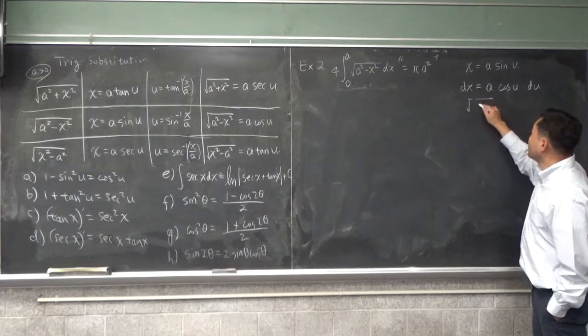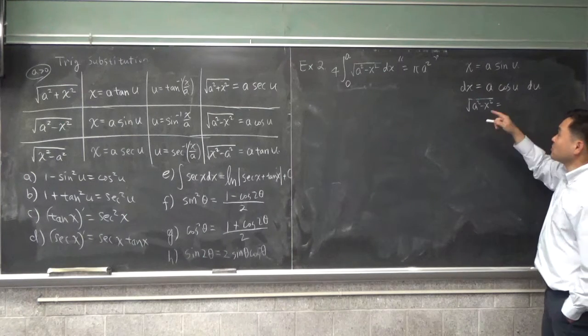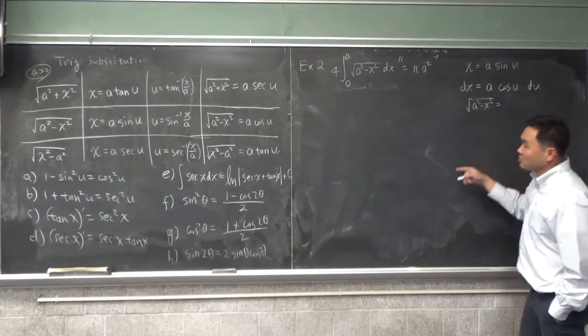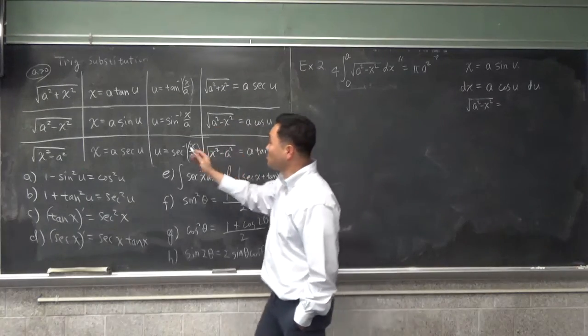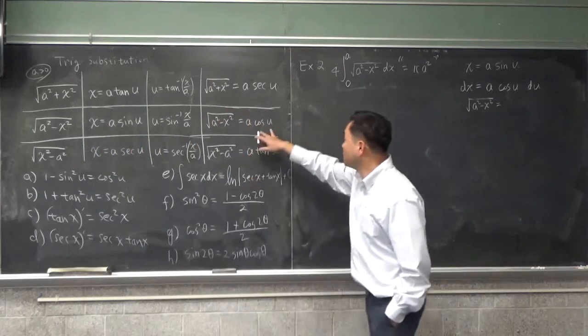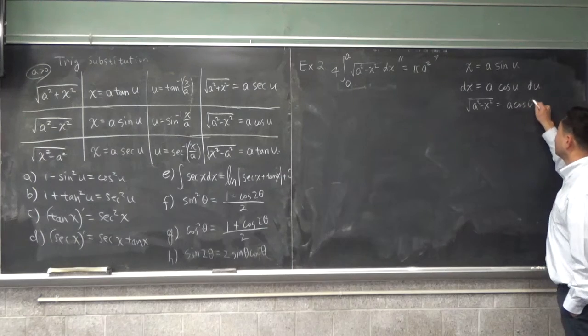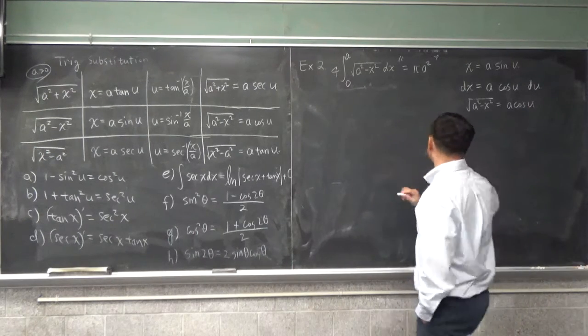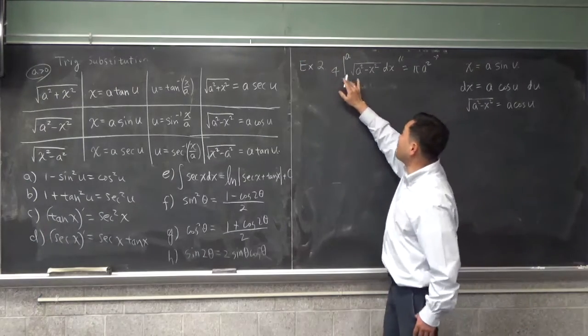And then this square root of a squared minus x squared, you really need to compute it by plugging in, but we'll cheat and just use this table. But using this table is cheating. You really want to just memorize this part and derive this one on your own. So this is a cosine u. And in addition, we have to change the bounds as well, right?